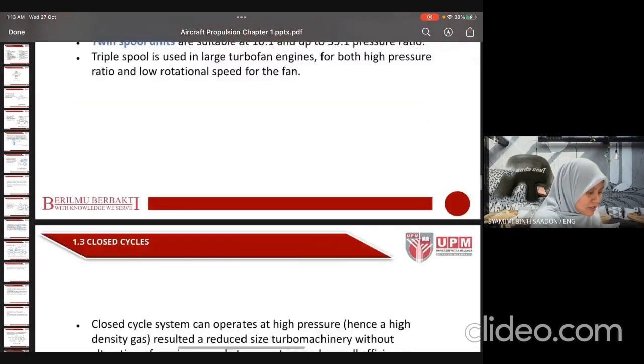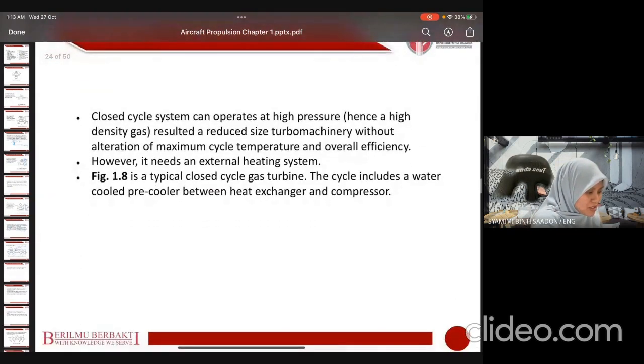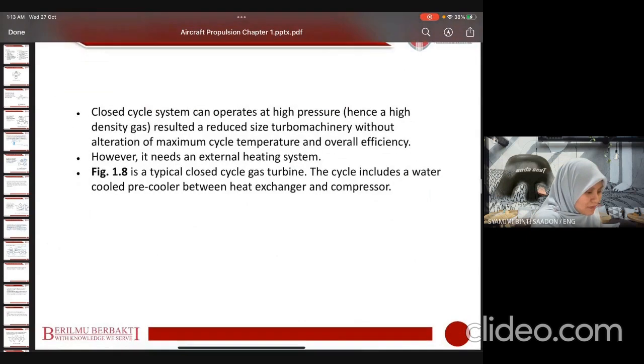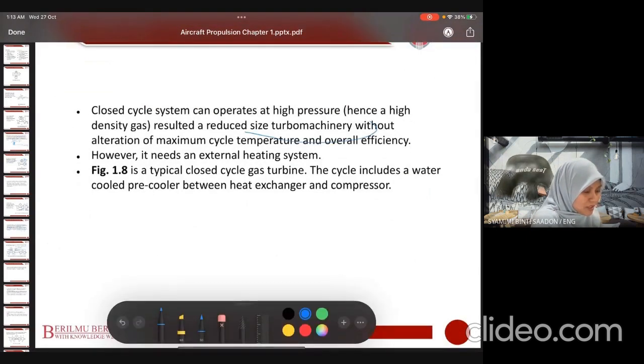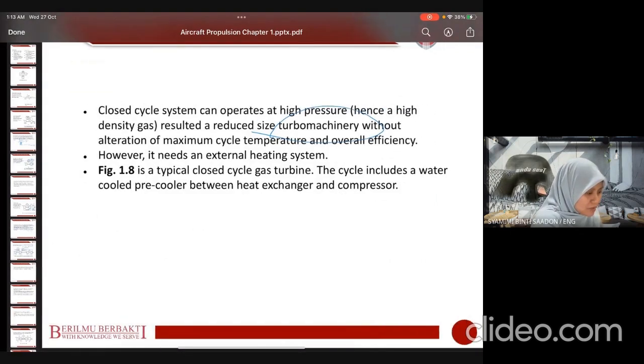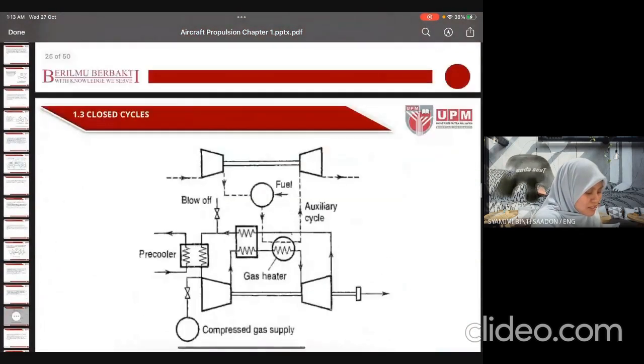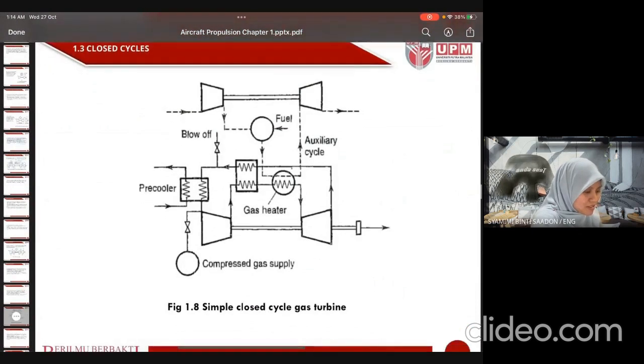And then closed cycle at high pressure. Okay, like I mentioned just now, we will look at the turbomachinery in future chapters. Typical closed cycle gas turbine. Simple closed cycle, not very simple.